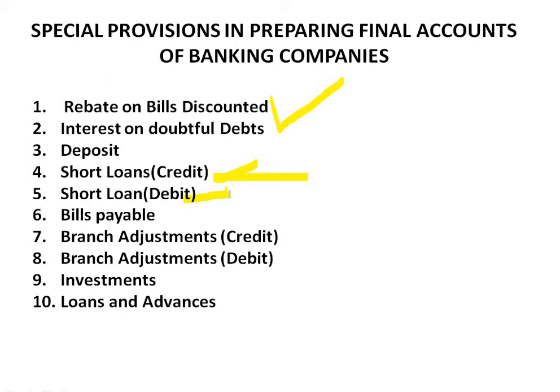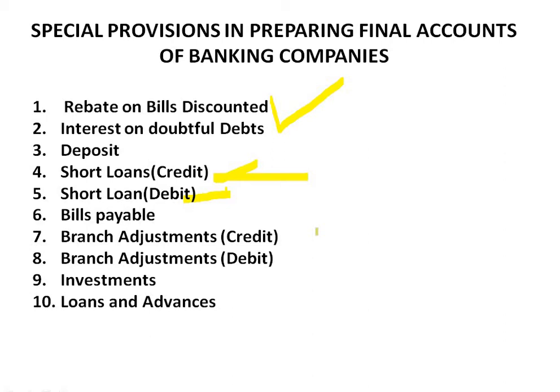Don't get confused here. Short-term loans credit indicates the loans borrowed by the bank from outsiders. Whereas point number 5 is short-term loans debit. It indicates the loans provided by the bank to outsiders. Then bills payable is another one. Branch adjustments, debit as well as credit, are considered in the preparation of final accounts.